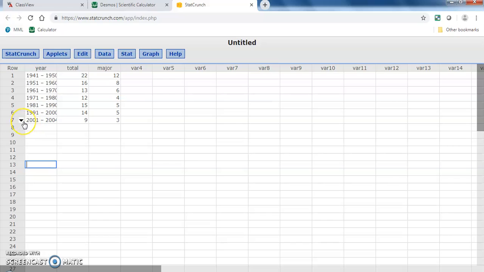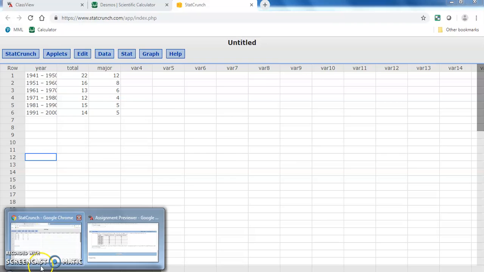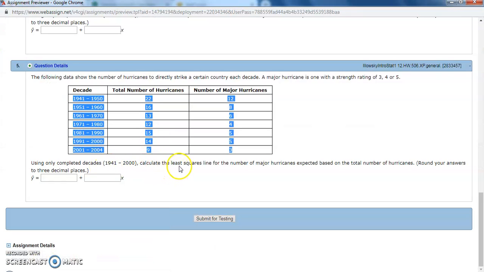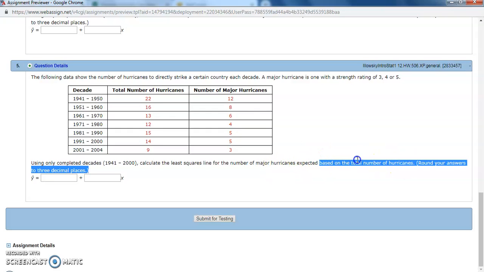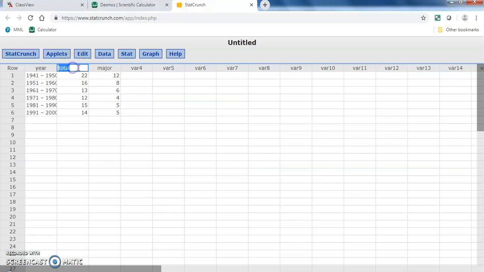So we're going to delete this last row, and he wants to calculate the least squares line for the number of major hurricanes expected based on the total number of hurricanes. So because it says based on the total number of hurricanes, that's going to become our x. So this is our x and this is our y. So the total is x and the major is y.